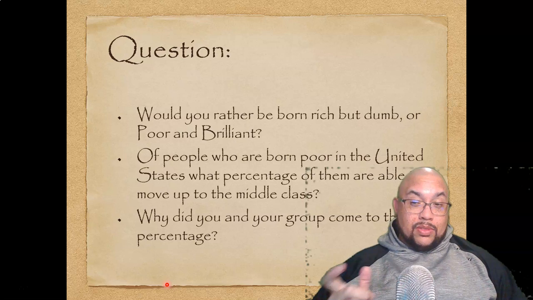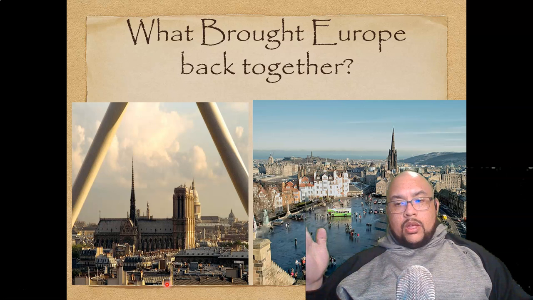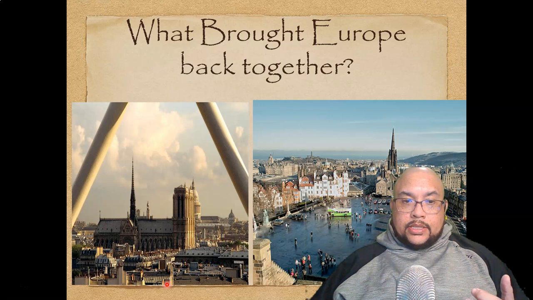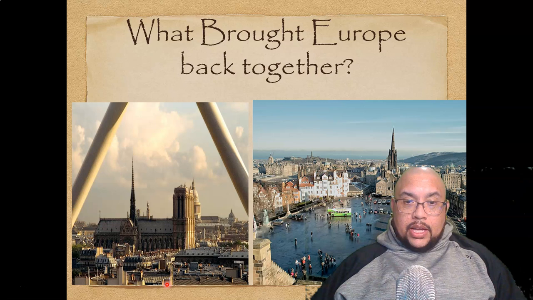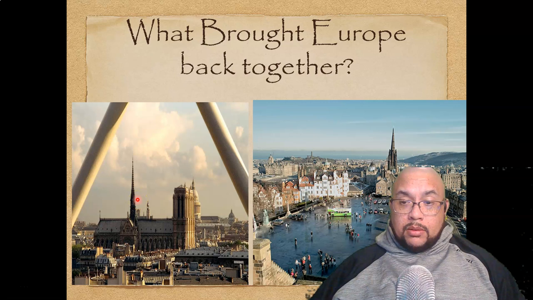Now here we go. All right. So the Vikings go away. They literally just go away. And so Europe is largely left in quite a bit of chaos. The question becomes, what brings Europe back together? You can see it if you've ever been to Europe. It becomes obvious what brings Europe back together, because all of their major cities are founded around them.